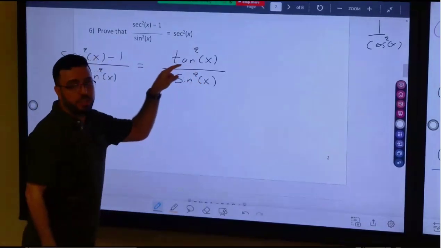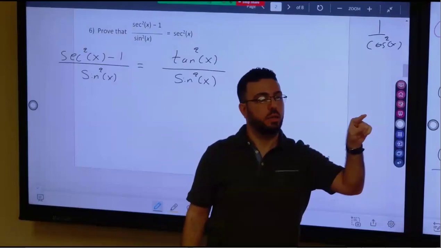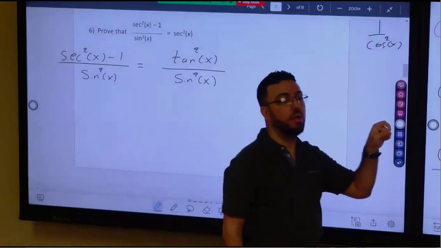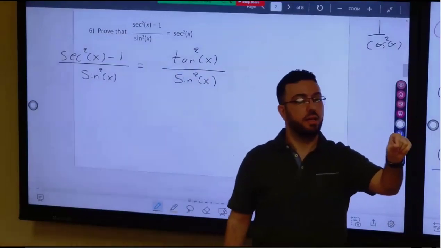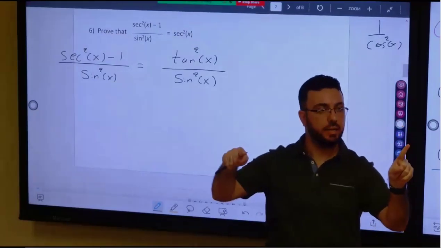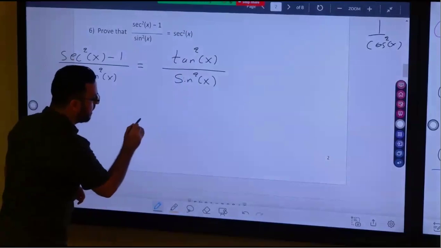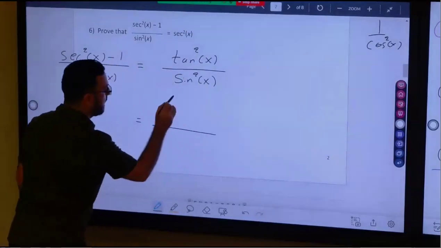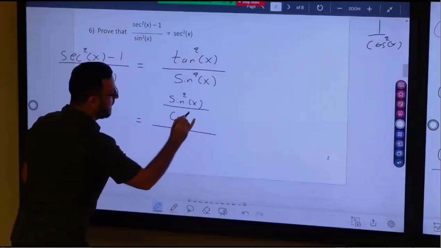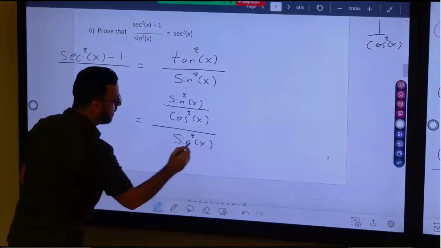So now, tangent, give me a function. Tangent equals what? Sine over cosine. Yes or no? Yes. So I'm going to plug in, and instead of tangent squared, I can say sine squared x divided by cosine squared x, and everything divided by sine squared x.